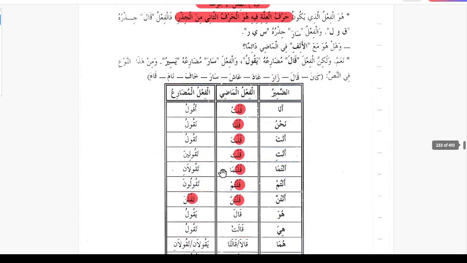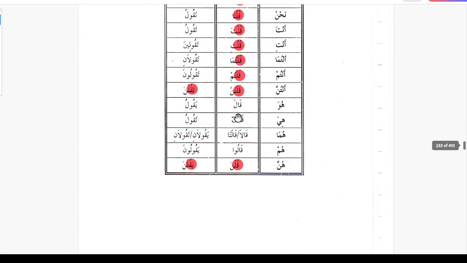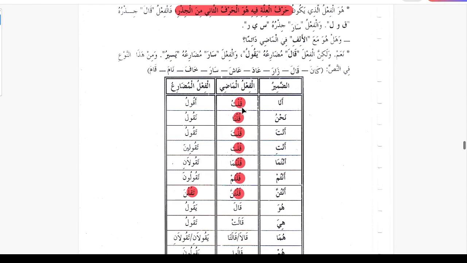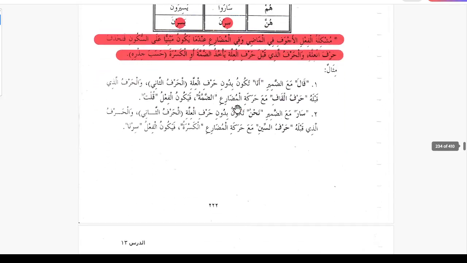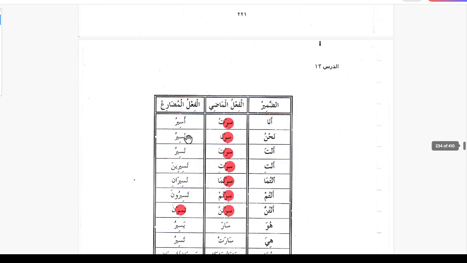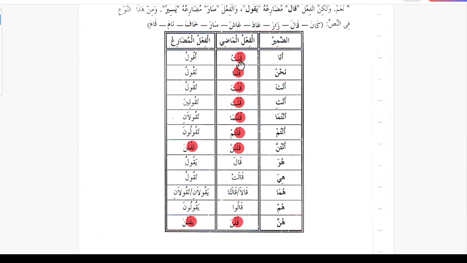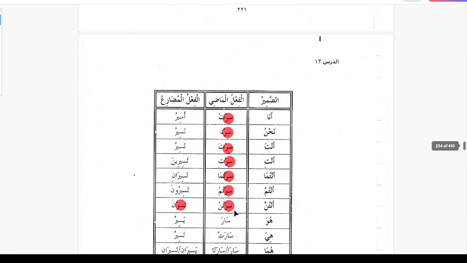I already explained it. The author is saying the same thing. He is saying there is no harful illa, and then it is kultu, with damma, which we know why. And in the case of Sara, ma damir nahnu takunu biduni harfil illa. Wa harfu allazi qabluhu harfu sini ma harakatul madare kasra. So here it is kasra. In the case here it was kultu, and in the case here it is sirtu or sirna. So it is damma or kasra.